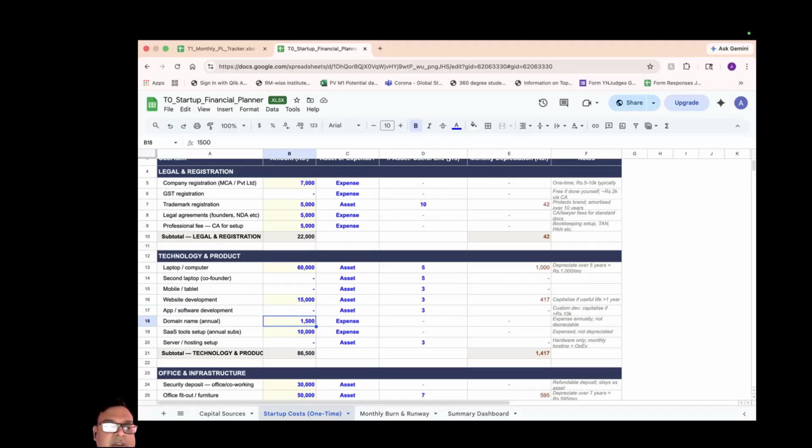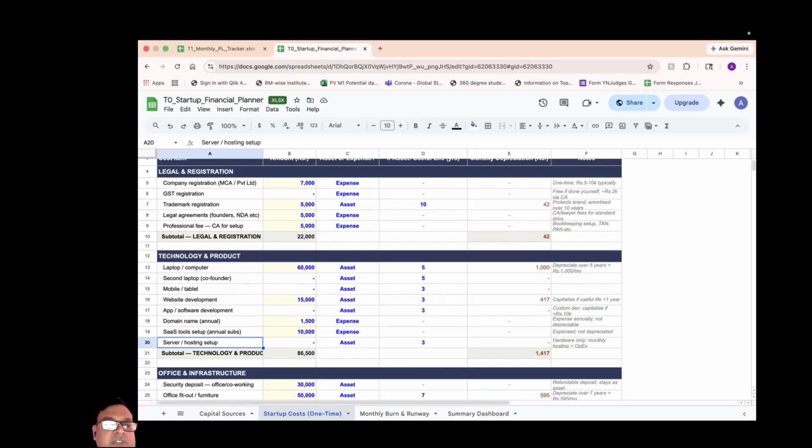Then domain name, annual 1,500, and this definitely is required. You can go to GoDaddy or hosting anywhere, right? I'm not here to endorse any brand, but I'm just trying to say that you can go ahead and purchase from anywhere. So 1,500 rupees is what you'll get. This is an annual expense, and it's not a depreciable amount. Then software as a service tool setup, which is 10,000 rupees. This is also again an expense. You can buy so many other external software, not depreciated.